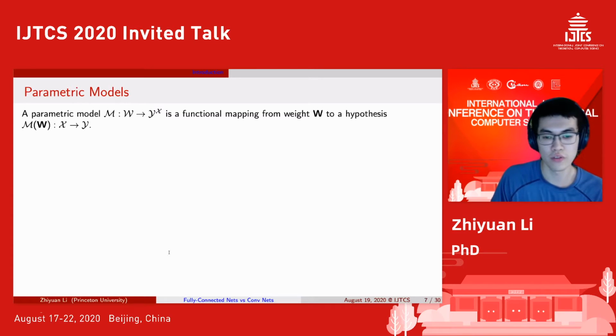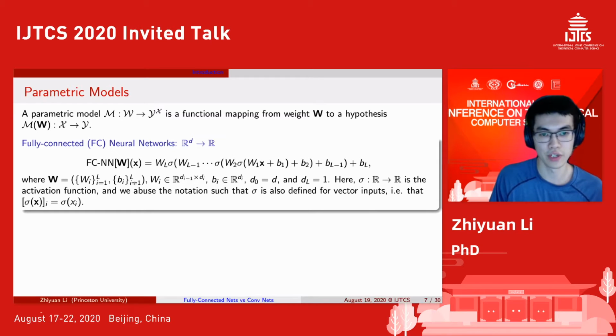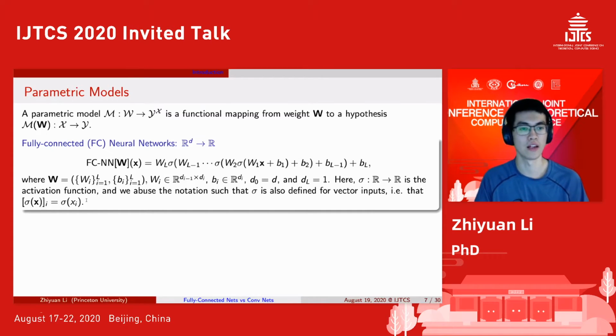For those who are not familiar with deep learning, I will briefly recap the definition of fully connected neural networks. A fully connected neural network has multiple layers, and W refers to all its parameters. In each layer, it has a weight matrix and a bias vector. Also, sigma denotes the coordinate-wise nonlinearity.